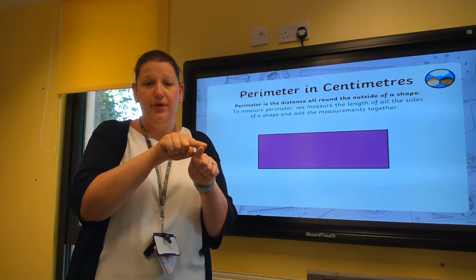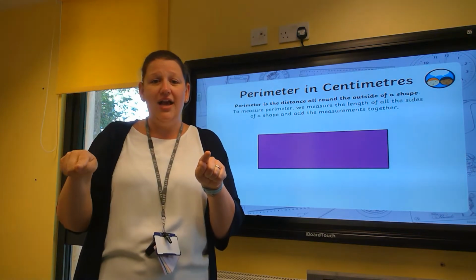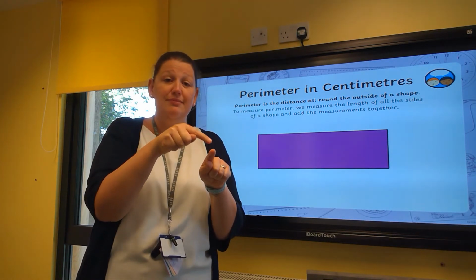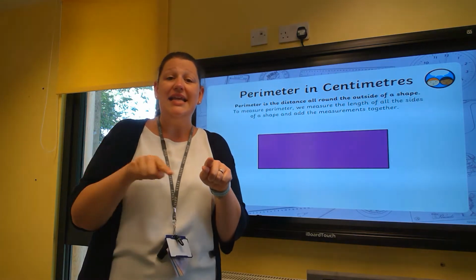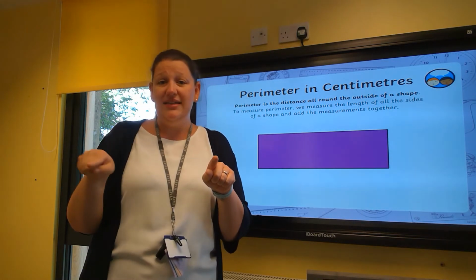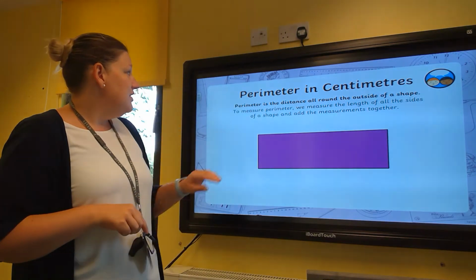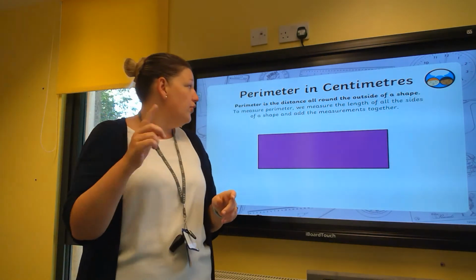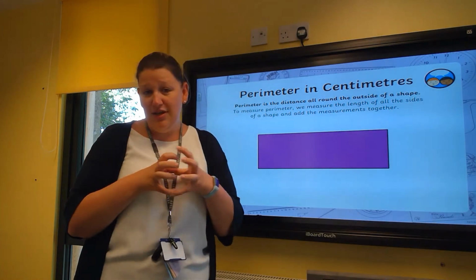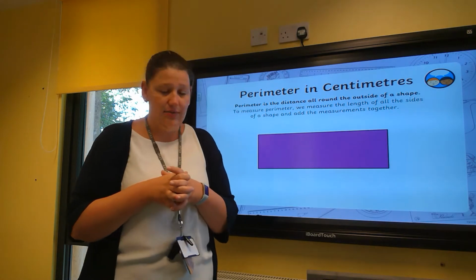So I start at one point, travelling all the way around and coming back to my start point. It's really important. It must make a complete circuit. If I don't get a complete circuit, then it's not the perimeter, because it's not all the way around, okay? So to measure perimeter, we measure the length of all the sides of a shape and then add the measurements together, so using our adding skills.